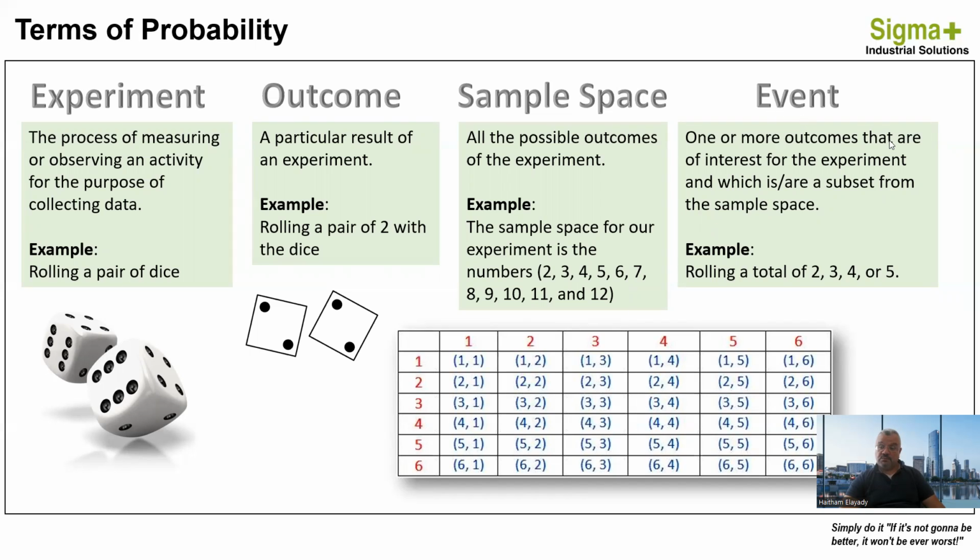The event is the fourth term of probability. The event is one or more of the outcomes of interest for the experiment, which are a subset of the sample space. For example, if my event of interest is to have a total of 2, 3, 4, or 5 from rolling the pair of dice, the highlighted in yellow shows my event of interest.